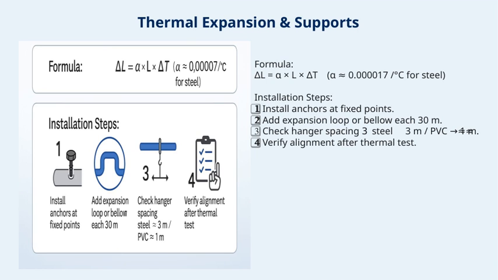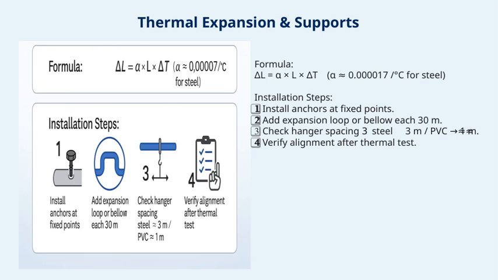When installing supports, we start by placing anchors at fixed points to hold the system in place. Then, we add expansion loops or bellows roughly every 30 meters to accommodate the movement caused by temperature changes. It's also important to check the spacing of hangers, about 3 meters for steel and around 1 meter for PVC, to ensure proper support. Finally, after installation, we need to verify the alignment of the piping system, especially following a thermal test, to make sure everything remains properly aligned and functional. These steps are crucial to ensure the safety and longevity of the piping system as it expands and contracts with temperature variations.